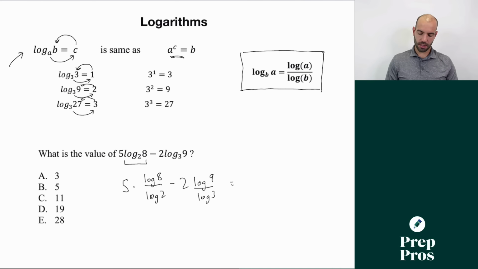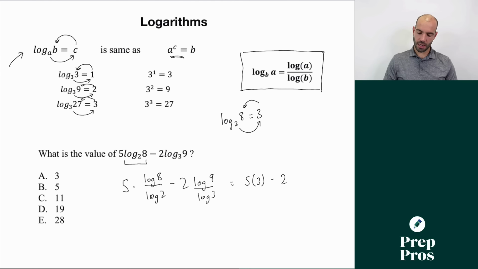So if we do that, log of 8 over log of 2, or log base 2 of 8, is going to be 3. So it's just 5 times 3. The reason it's 3, for those of you trying to learn how this works, is just think, 2 to what power equals 8? Well, it has to be 2 cubed.